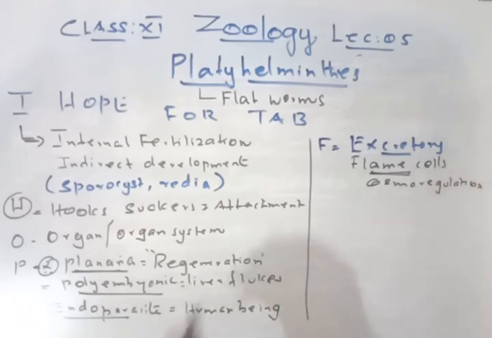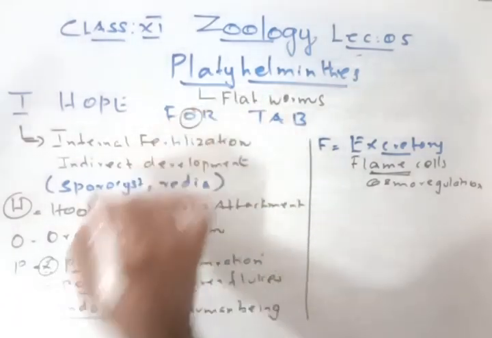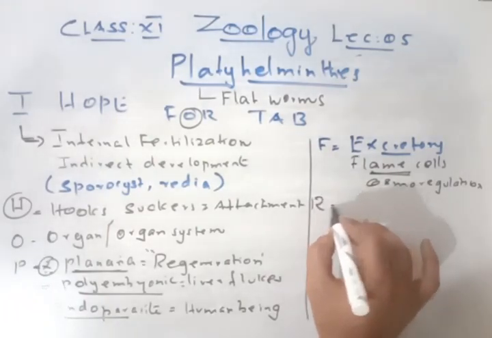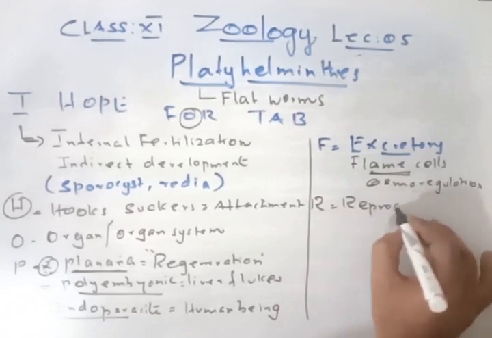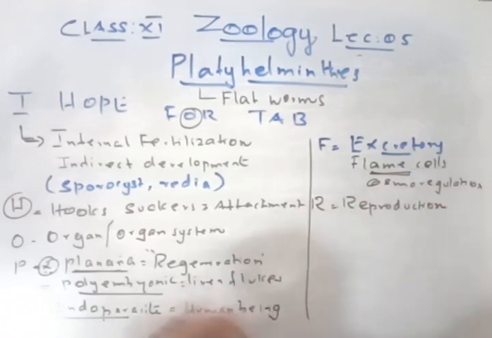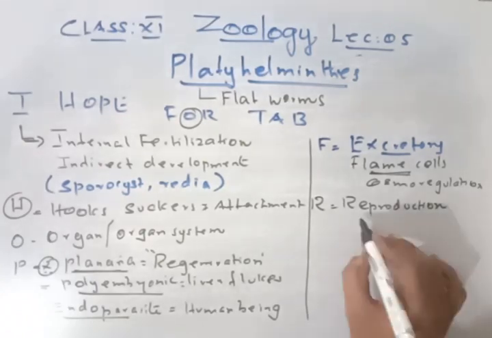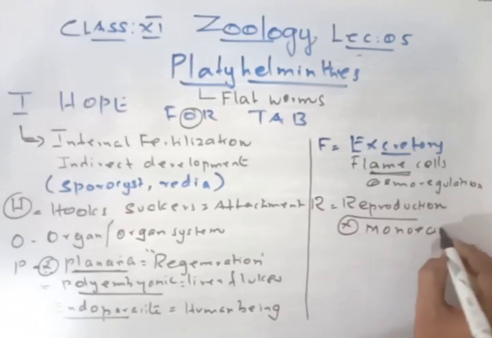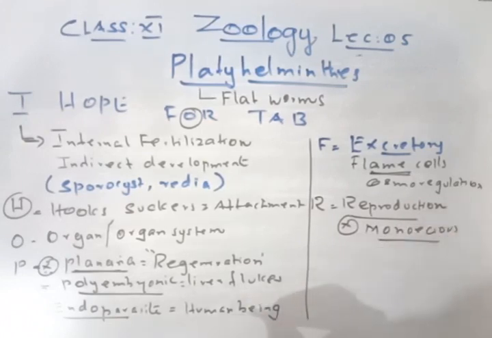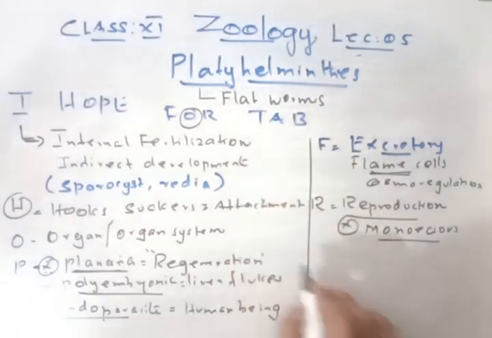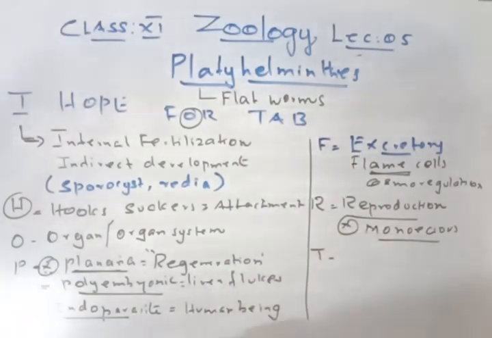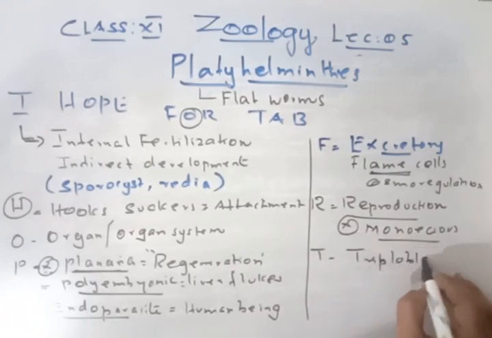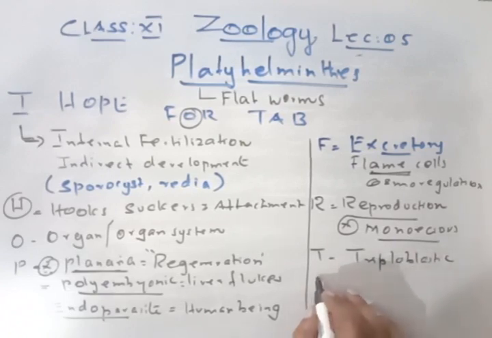And next one, this O, we will not take it down. You just keep it as it is inside. Next one is R. R, as usual, we'll talk for reproduction. The reproduction here is again, they are also called monoecious. That means sex is not separated. Next one will go for T. And what is T? T is for triploblastic animals.